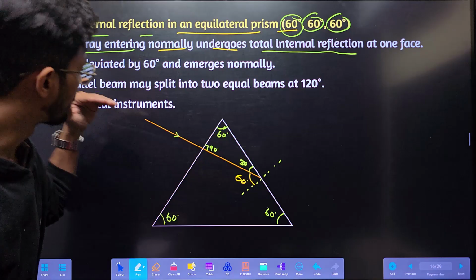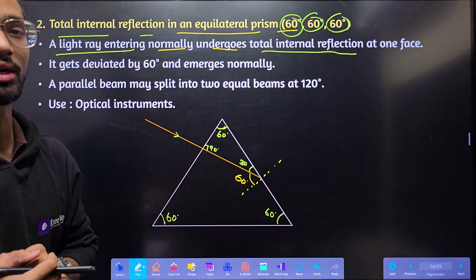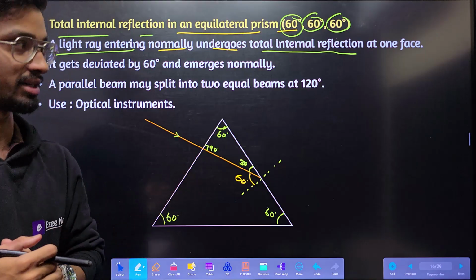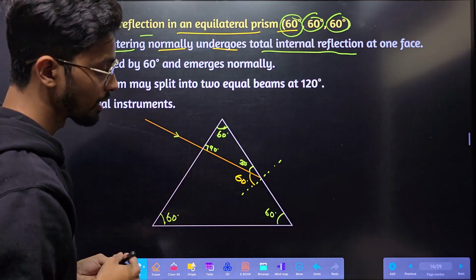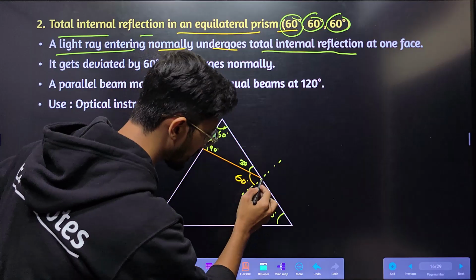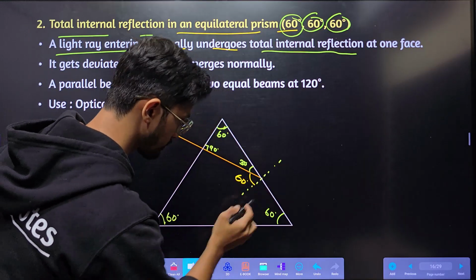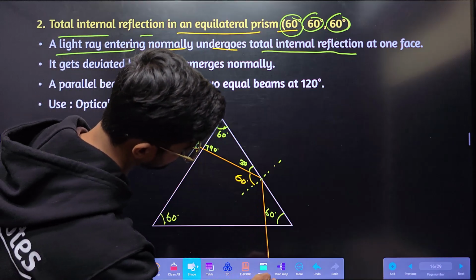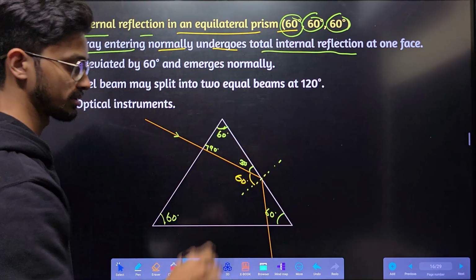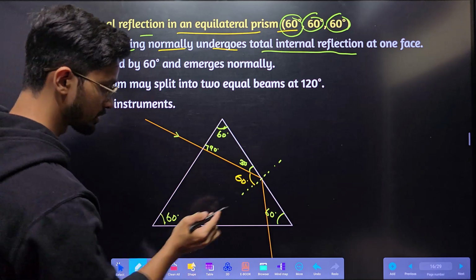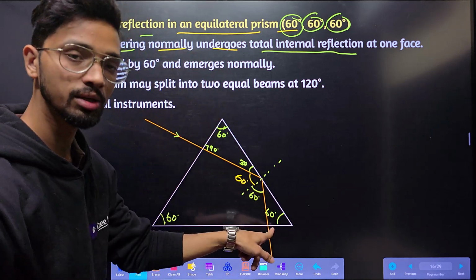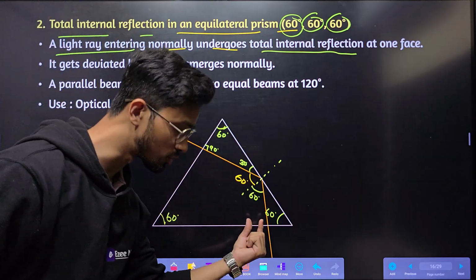Now, if it comes and hits at 60 degrees, 60 is greater than 42, it will get reflected back, right? How? It gets reflected back like this, right? At an angle of 60 again. This will be 60. See? At an angle of 60 degree. Why? This will be 30 and this will be 90. It should be 90, right?